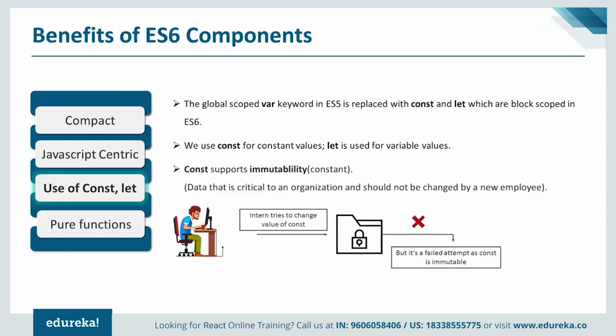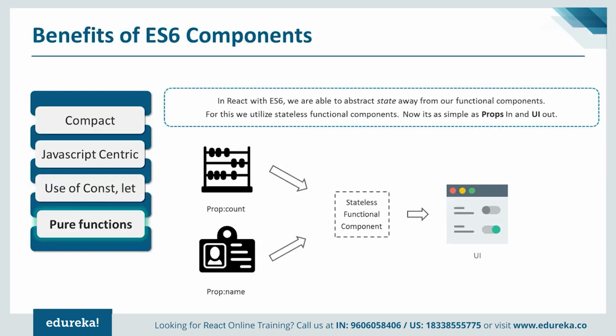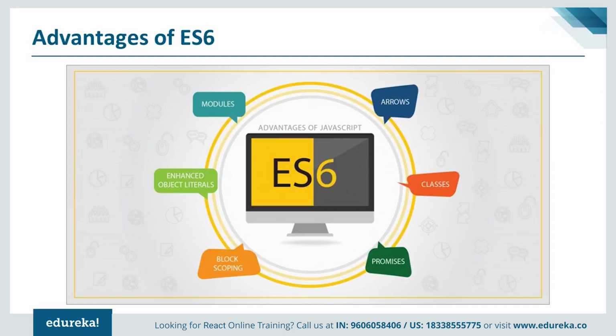This is very important. As I said, the var keyword in ES5 was globally scoped. So now the var keyword in ES5 is replaced with const and let, which are block scoped in ES6. This is very important. We use const for constant values and let is used for variable values. And const supports immutability, because it is constant, so its value cannot be updated. In React with ES6, we are able to abstract the state away from our functional components. For this, we utilize stateless functional components, which are as simple as pure functions, props in and props out.